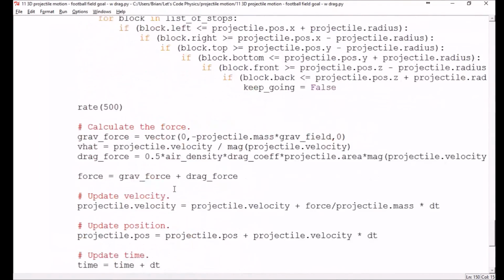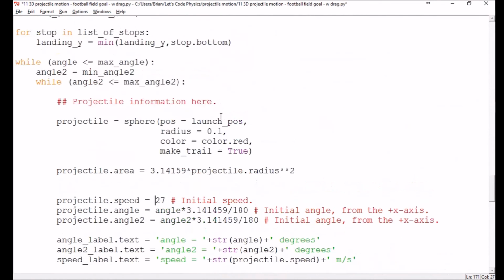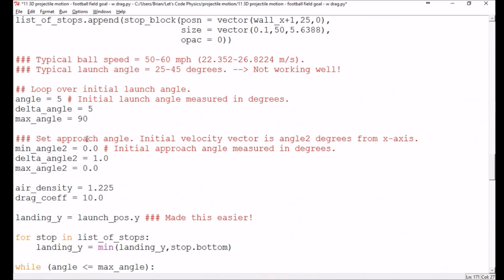Let's see, where was that initial speed? Let's back up this way. Let's put that back to 27. So let's say we're back to footballing. And let's change this back down. I think we had a maximum of 40 before. Let's go ahead and make this one up to 45.